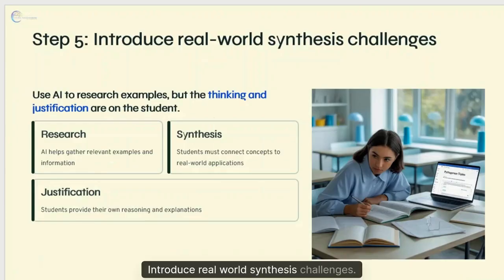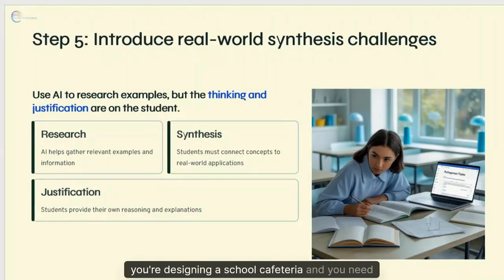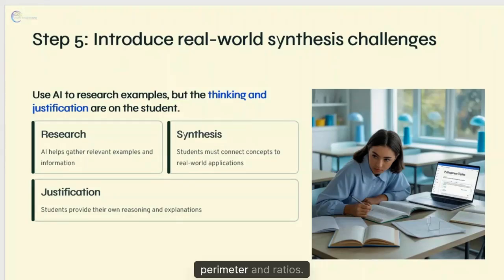Introduce real world synthesis challenges. For example, you're designing a school cafeteria and you need to figure out optimal spacing between tables using area, perimeter, and ratios. Use AI to research examples, but you must make final calculations, justify them, and reflect on your process. The thinking and justification are on the student. AI supports research and not replacement.